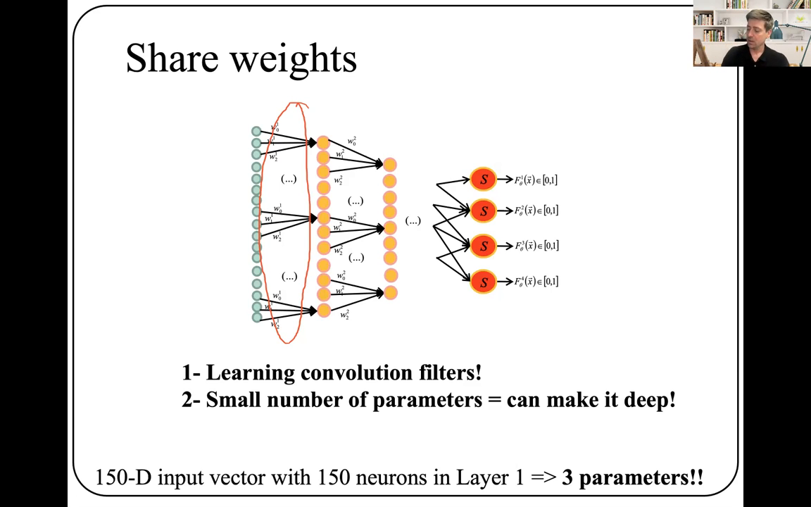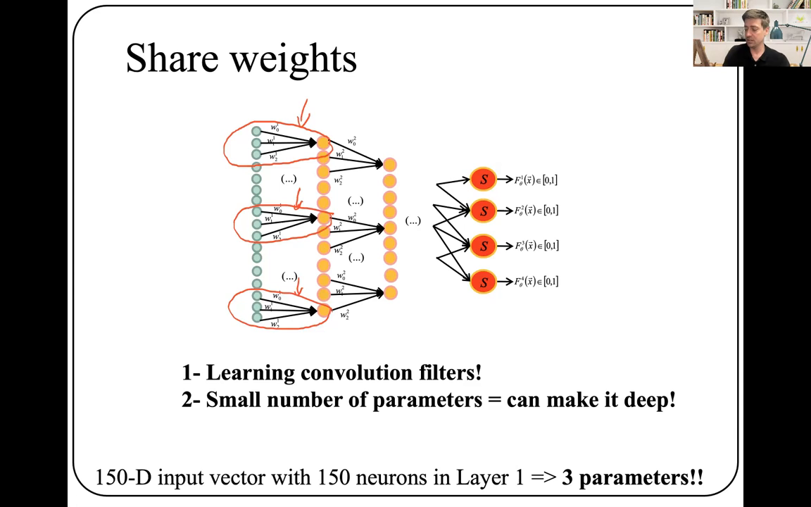Okay, so to summarize, we have this fixed local connectivity pattern, which is the same at different positions. And we have the same weights shared at different positions. And if we have these 2 constraints, what we get is, in fact, a simple convolution.